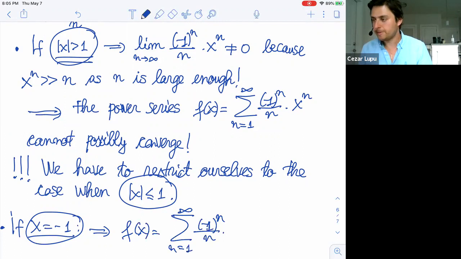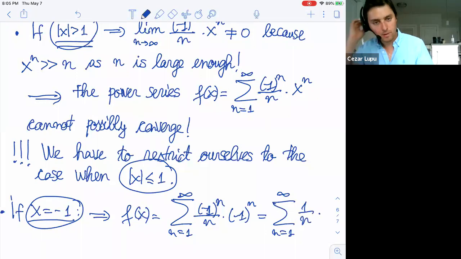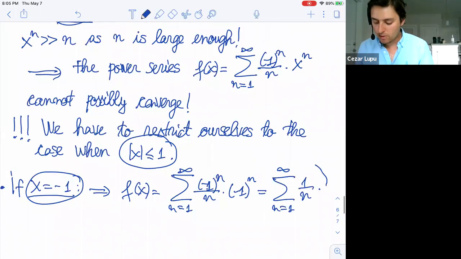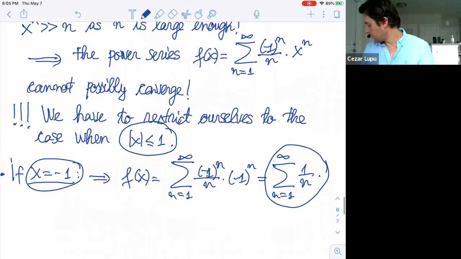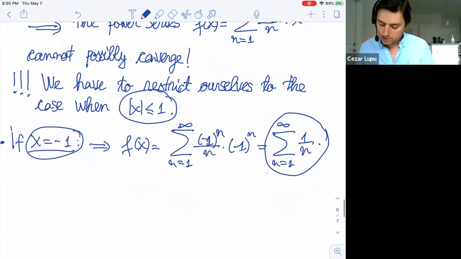It will become the sum from n equals 1 to infinity of (-1)^n over n times (-1)^n, which is nothing else than the sum from n equals 1 to infinity of 1 over n. What can you tell me about this? This is a series of real numbers, right? This is nothing else than the harmonic series.